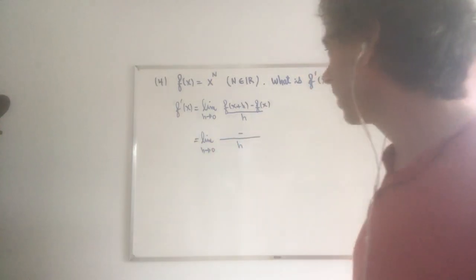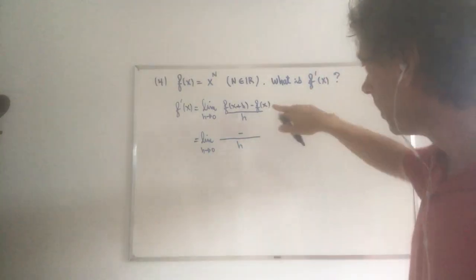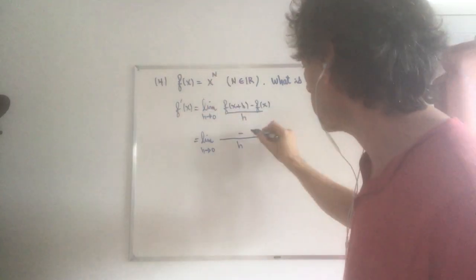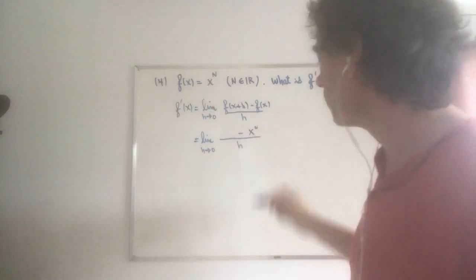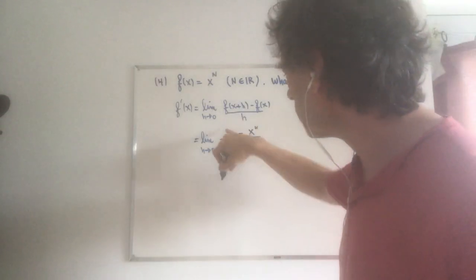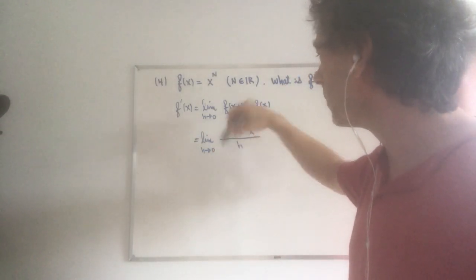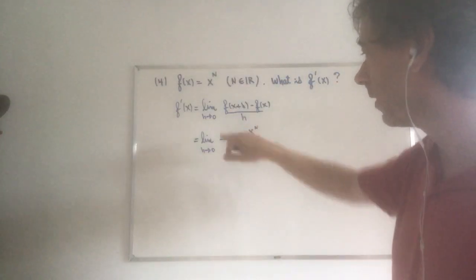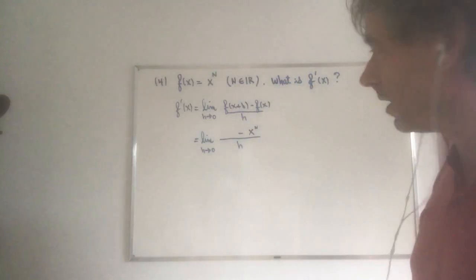All right, let us start with what seems to be the easiest. Let us replace, as usual, f of x. It is given. It is x to the n. Now take a second and figure out what you're going to put here in the place of f of x plus h. What should go there in the place of x plus h?